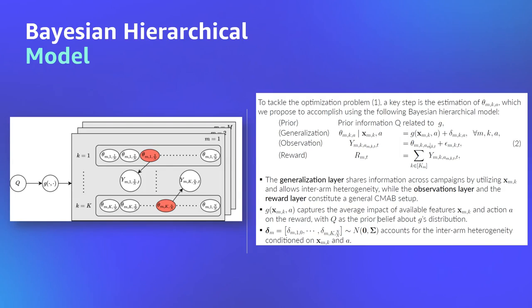A notable feature of our algorithm is an embedded Bayesian hierarchical model. We've embedded a generalization layer into the standard combinatorial multi-armed bandit setting that shares information across campaigns. There's also a random effect to capture the within ad-line heterogeneity that we observed in that scatter plot. Also, we have the flexibility to incorporate different types of models, including linear regressions, Gaussian processes, and neural networks.